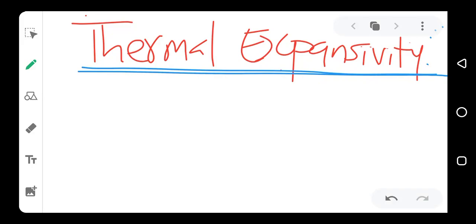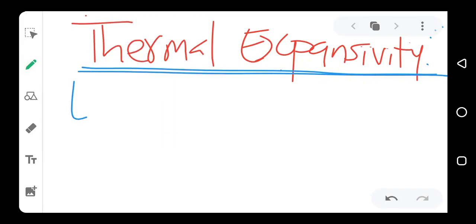In thermal expansivity, heat must be involved. It is heat that brings about the increase in length, area or volume of the objects. That is what we call thermal expansivity. Thermal expansivity is of three types. We have linear expansivity, we have area expansivity, and we have volume expansivity.